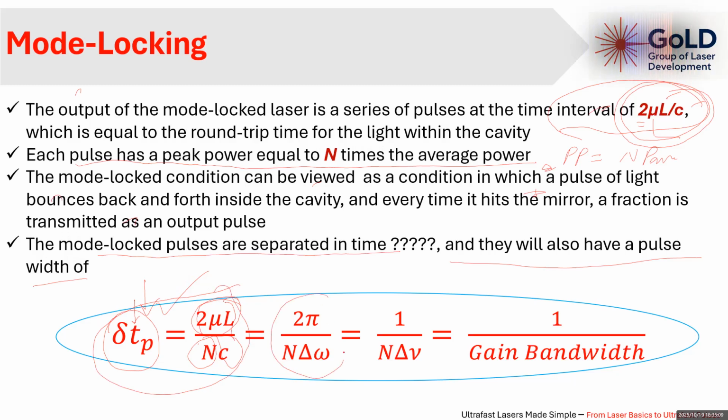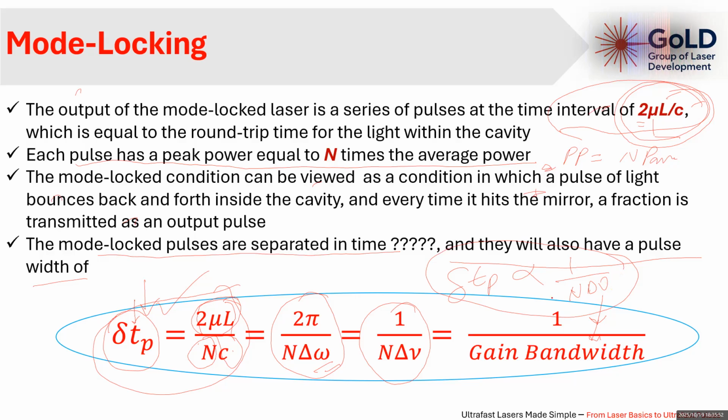Okay, this formula can be modified further, with 2 pi, the angular frequency, and it can also be converted into this form. So delta TP is proportional to 1 over n delta nu, and this is the bandwidth. You may have some confusion here, but you can go through the book and probably find something to understand. If not, tell me, and maybe I can send you some more material.